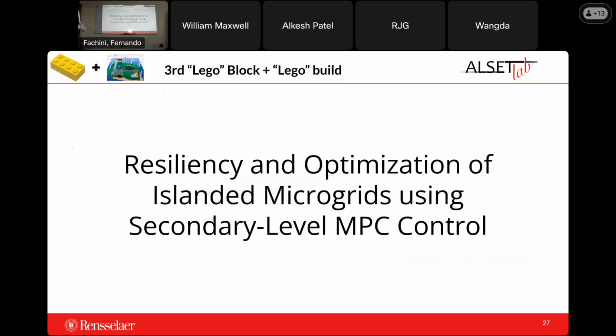Okay, so now that we went through the implementation of one of the key models for my thesis, I'm going to describe and talk a little bit about this third Lego block, which is related to the resiliency and optimization of islanded microgrids using the secondary level MPC.